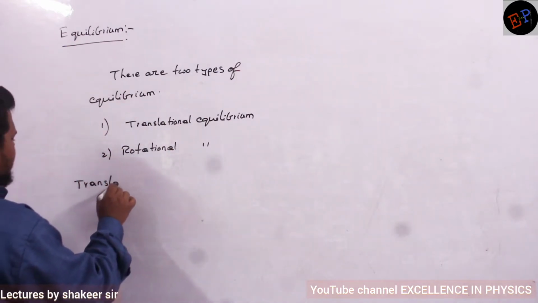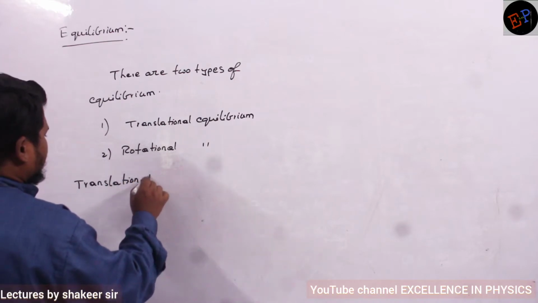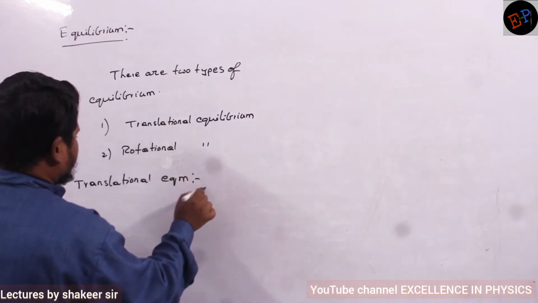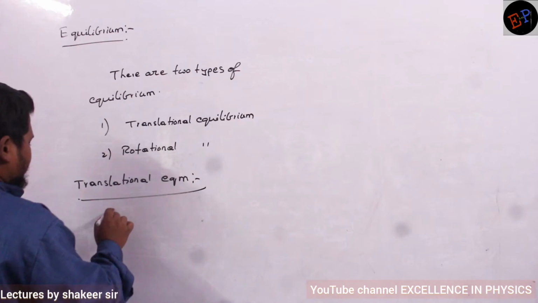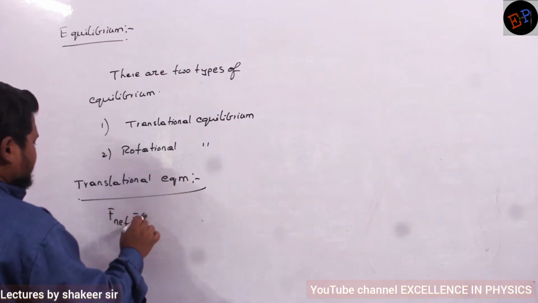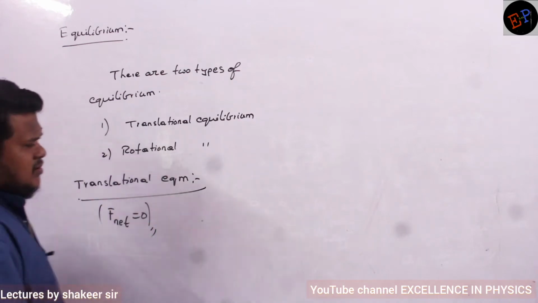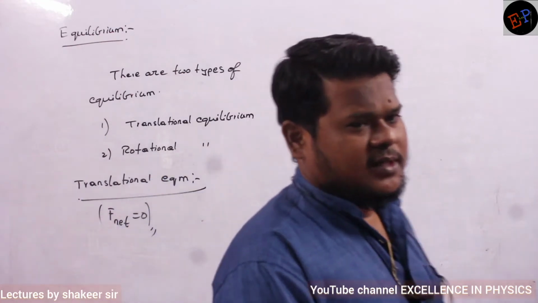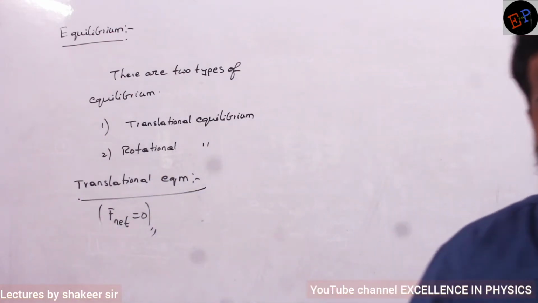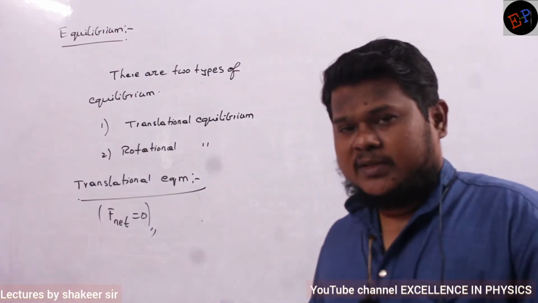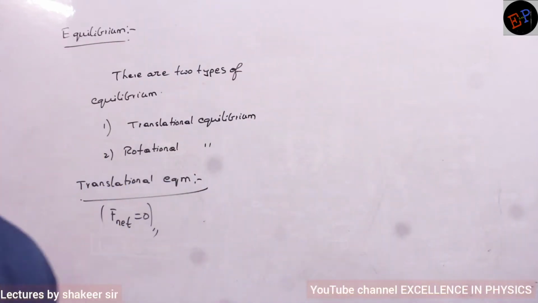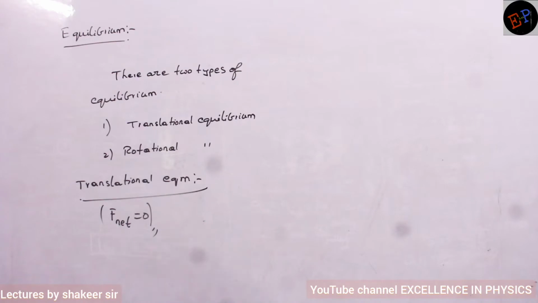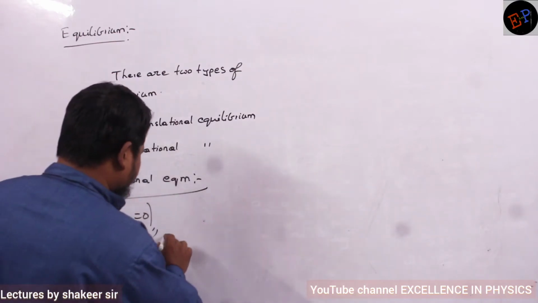Translational equilibrium. So if net force acting on the system is zero, then such type of equilibrium is called translational equilibrium. If the net force on the system is zero, then I can say the body is in translational equilibrium. Let us try to see some examples.